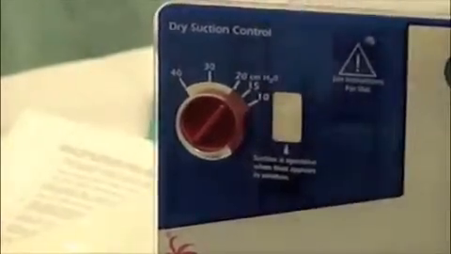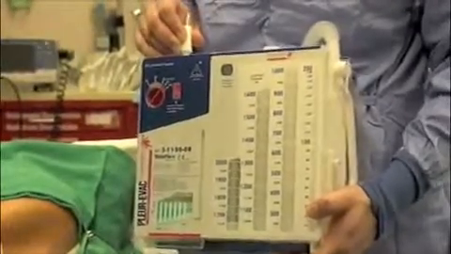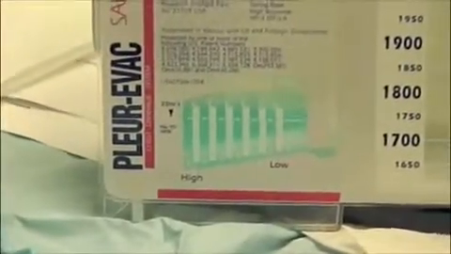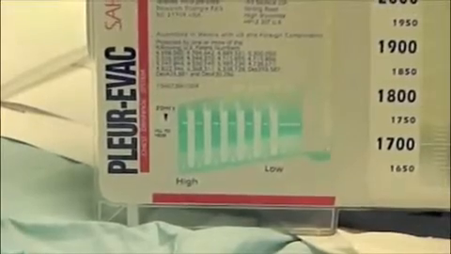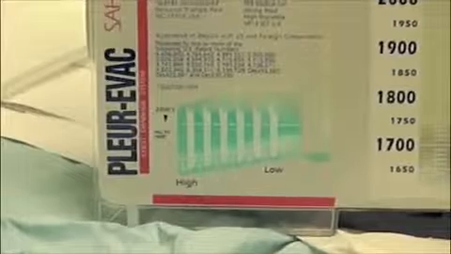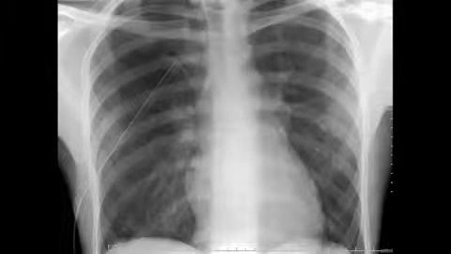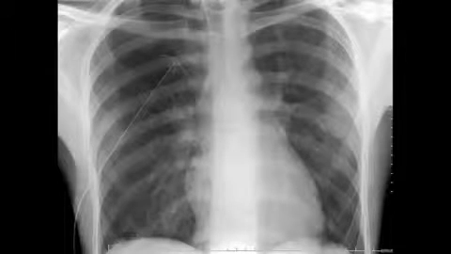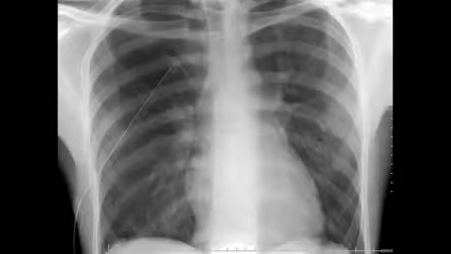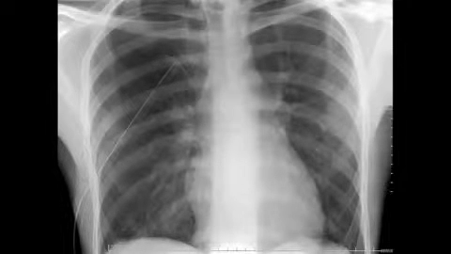You should observe the orange float rising once the wall suction is applied. Bubbles will appear in the air leak meter if there is an air leak or if patient coughs. Obtain portable chest X-ray to assess for tube position and degree of lung expansion. Monitor Pleurovac for fluid drainage or air leak. Continue to monitor patient's vital signs.